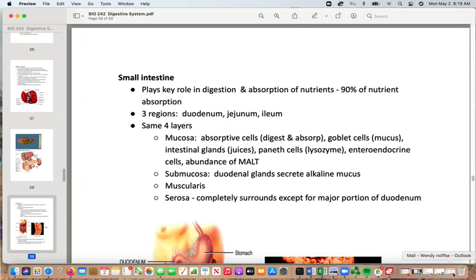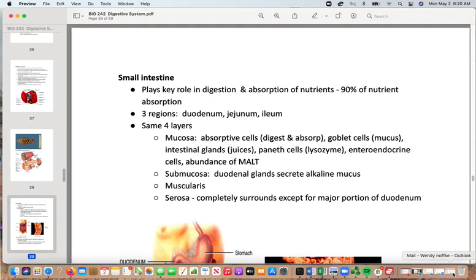Right, and we're going to continue on with the digestive system, this time looking at the intestines. So, the small intestine is going to play an important role with digestion and absorption. This is where 90% of the nutrients are absorbed, so that's pretty important. There are three regions: the duodenum, jejunum, and ileum. They have the same four layers that we see continuously going through.